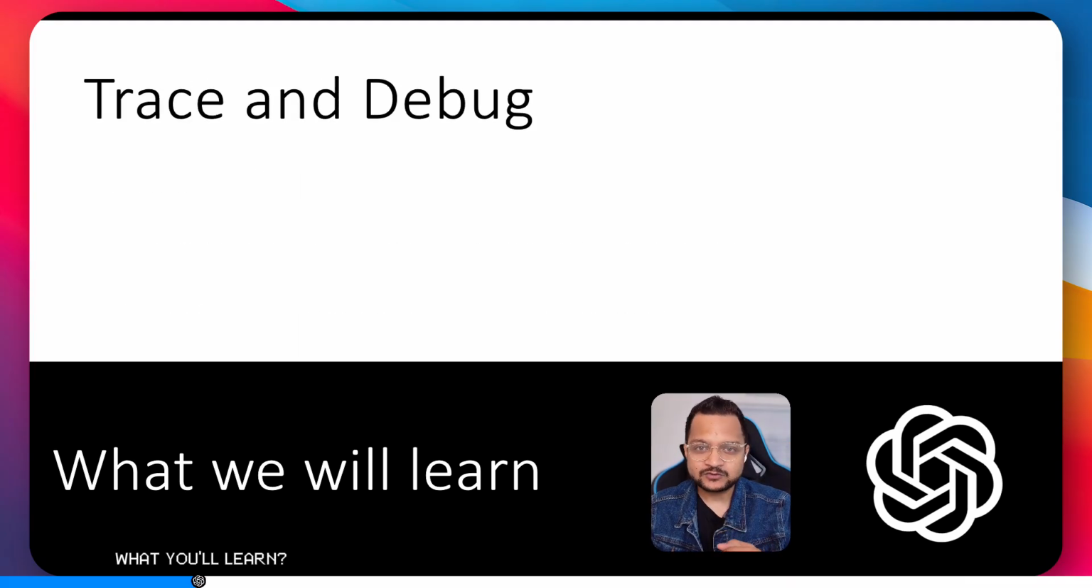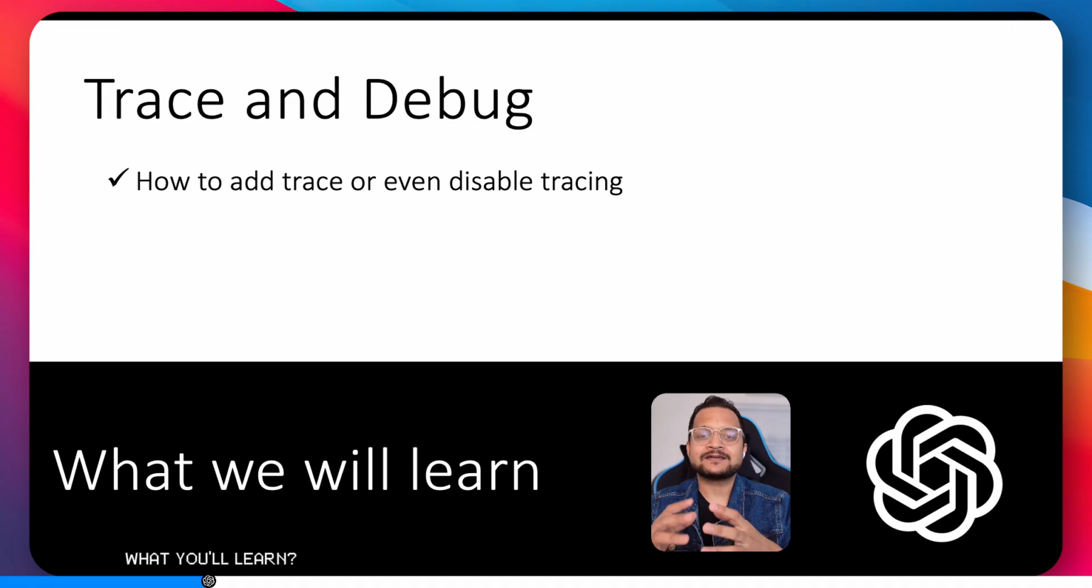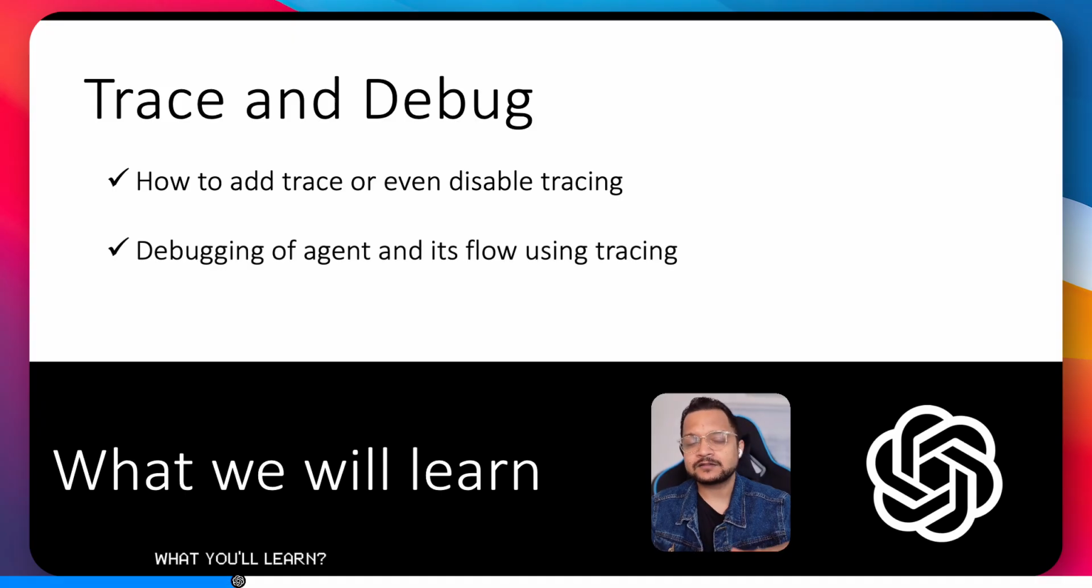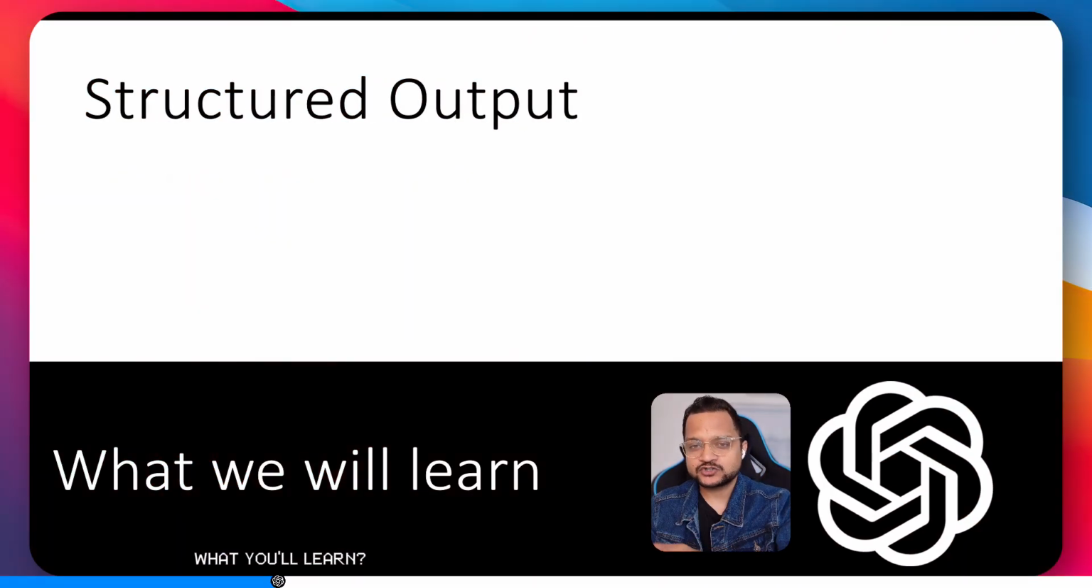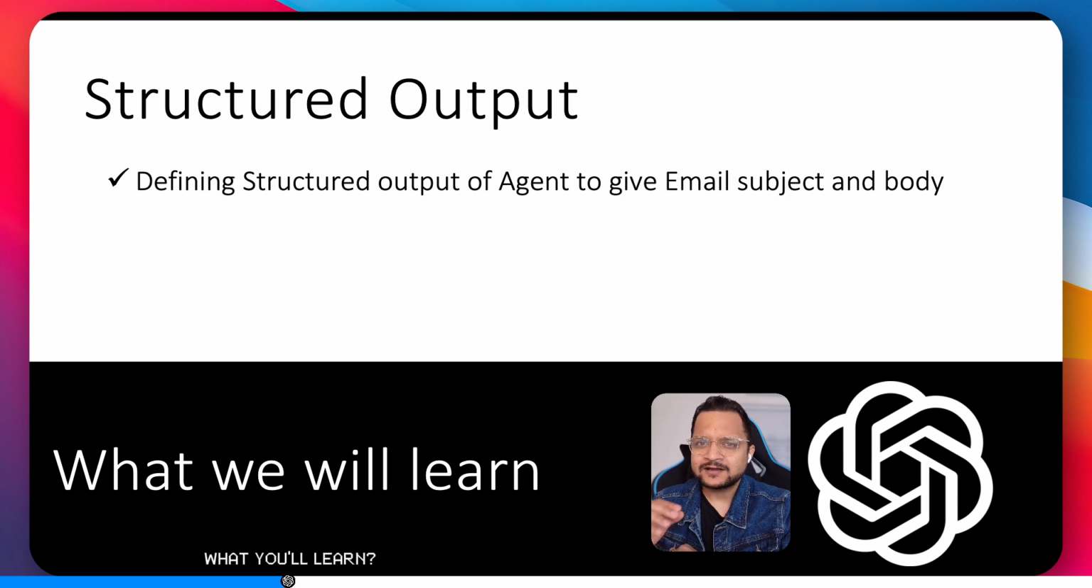Then we will do the tracing part, which means adding tracing, or even disabling it if we don't want it. But it's important to understand how we can debug the flow of the Agents SDK to understand what is happening behind the scenes. Then we will work on structured output, and how the agent can create a structured output.